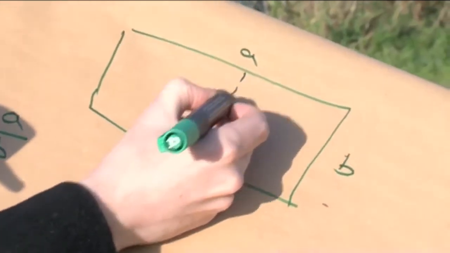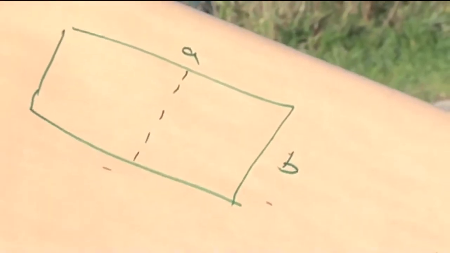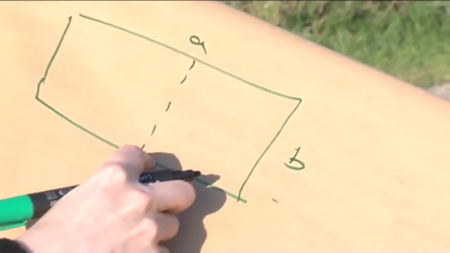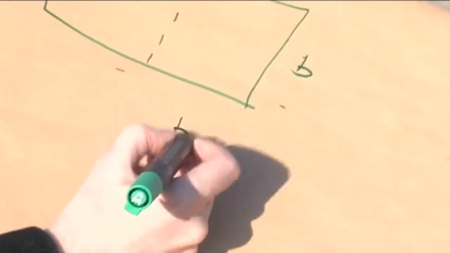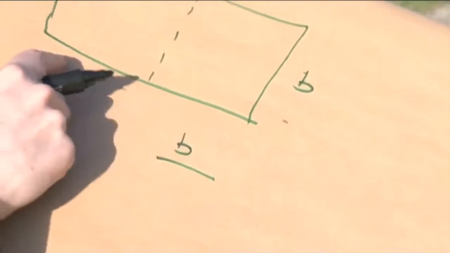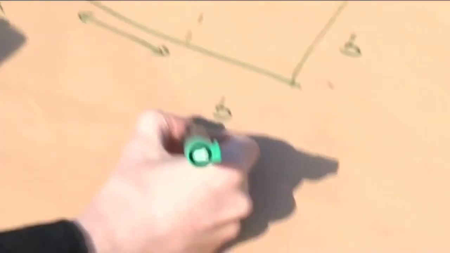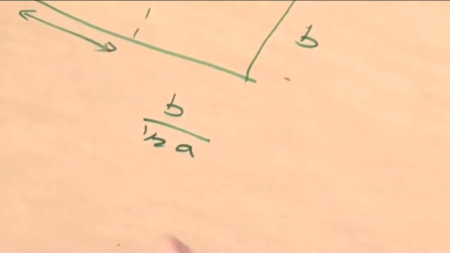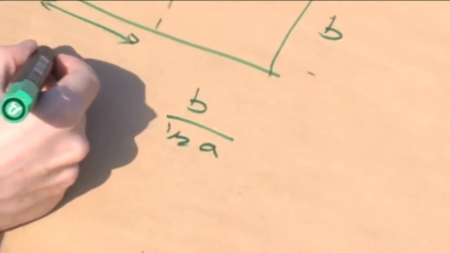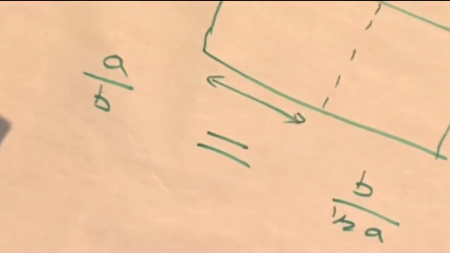If I cut this in half, I want this now to be the long edge. So B is now the long edge. The short edge is actually half of A. It's this side, half of A. Now, I want that to be the same ratio as I had before. In other words, I want these two things to be equal.